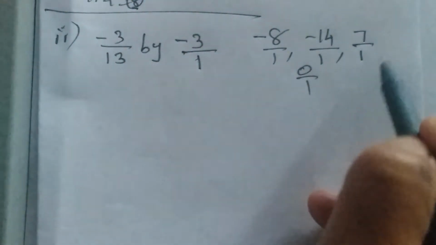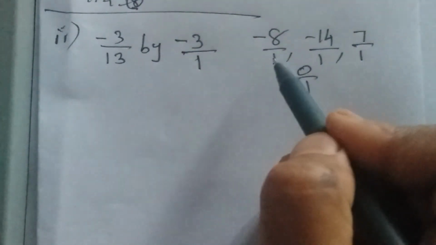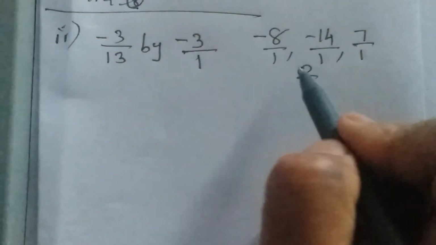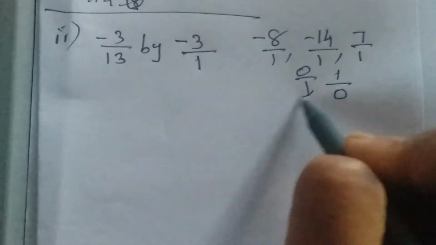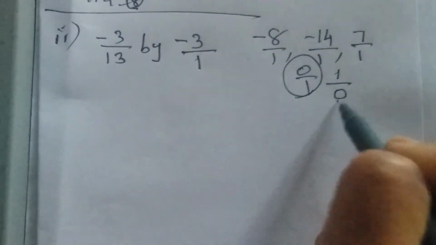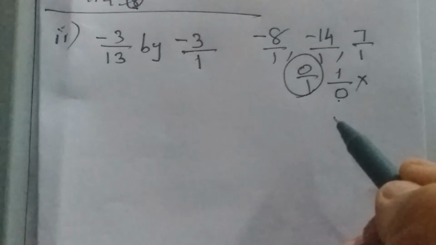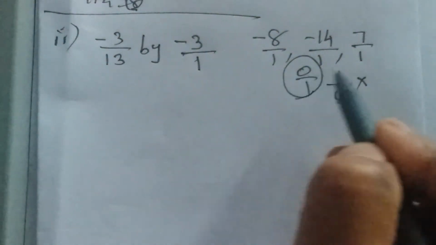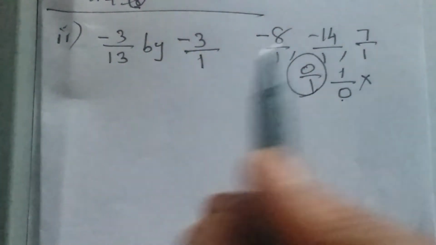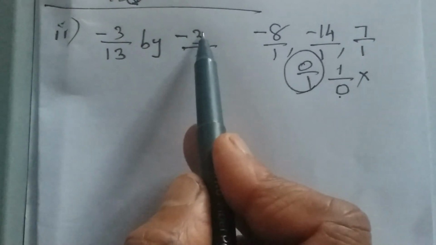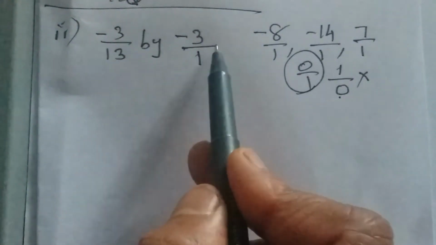Only thing is, what is the condition we have in a rational number? The denominator should not be 0. We can divide 0 by a number, that is possible. But division by 0, when the denominator is 0, is not possible. So in all rational numbers, the denominators should not be 0. That is the only condition you should remember. And to change an integer into a rational number, put it by 1.